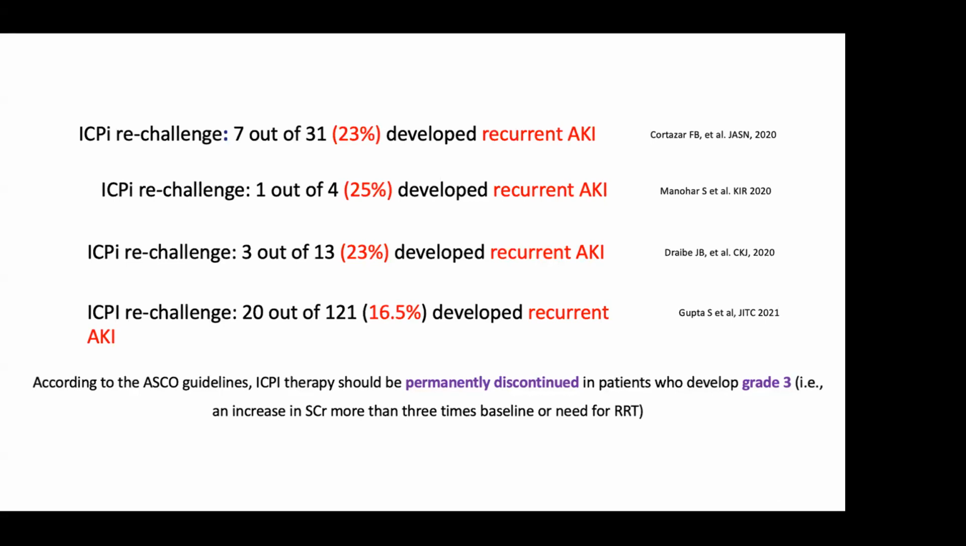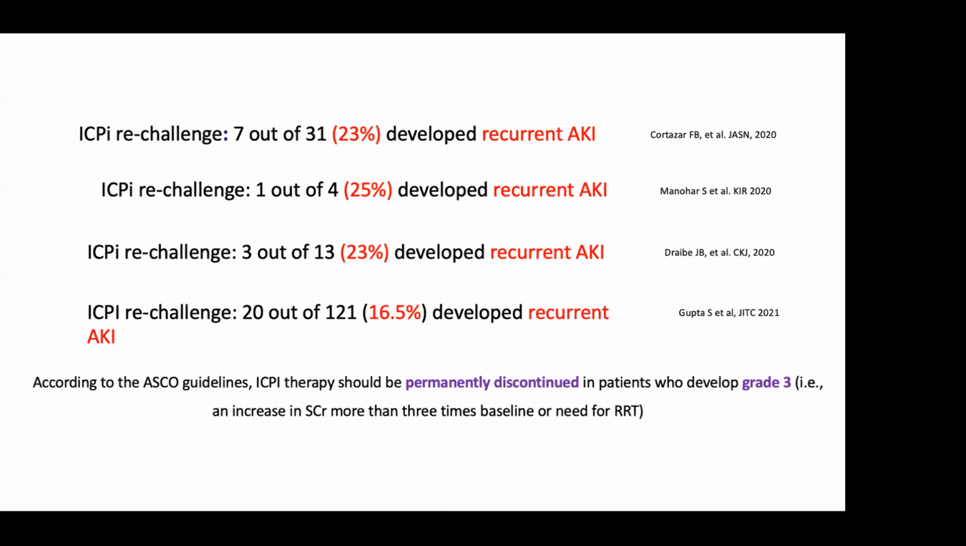Now, the question comes up whether you can re-challenge these patients with immune checkpoint inhibitor once the AKI resolves. Is that possible? There have been studies which have looked at it. In various studies, depending on which study you are looking at, there is always a risk of anywhere between 15% to 25% of developing a repeat acute kidney injury or a repeat interstitial nephritis if their AKI was attributed to immune checkpoint inhibitor in the first instance.